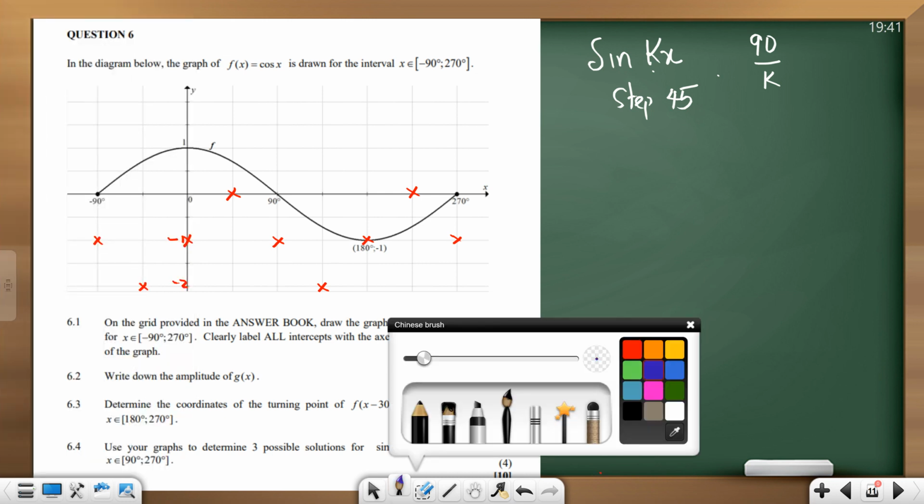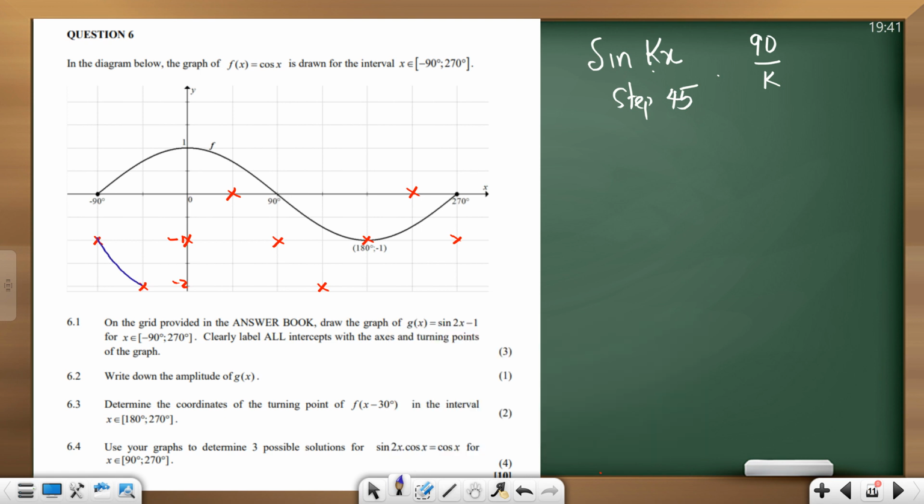Okay, can we sketch this graph now quickly? Please, not with a ruler. Is that okay? Not a ruler. You'll get a mark for the turning point. You'll get a mark for the x-intercept.